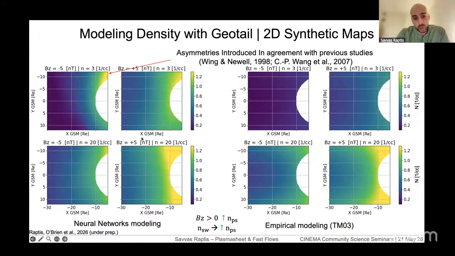Plus, when we have a northward magnetic field in the solar wind and the higher solar wind density, the overall density seems to increase uniformly throughout the plasma sheet region.